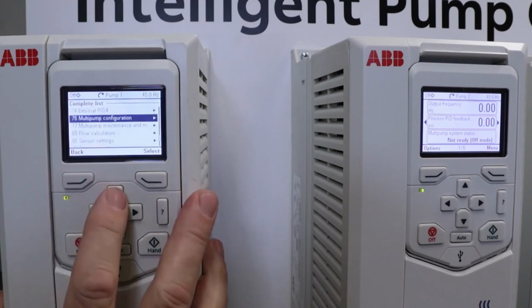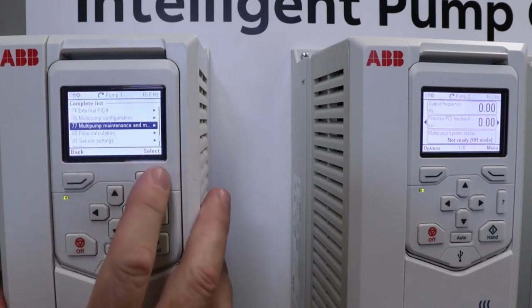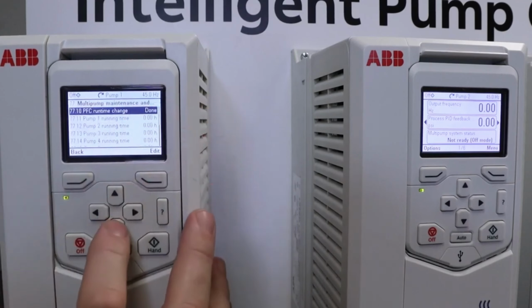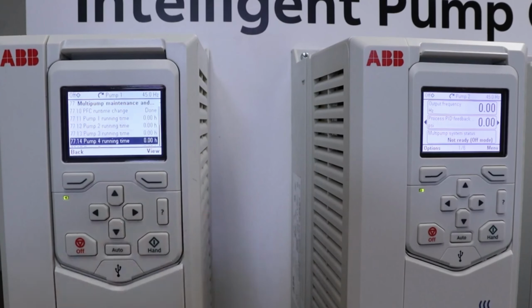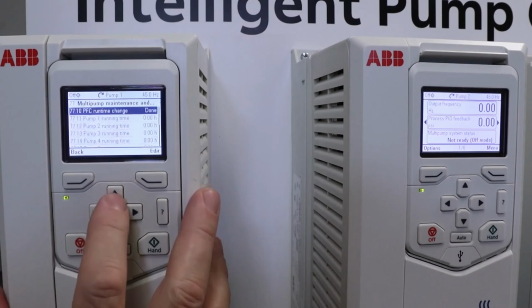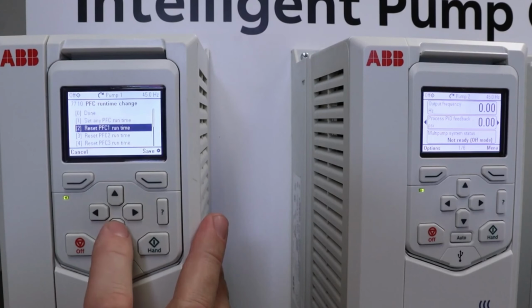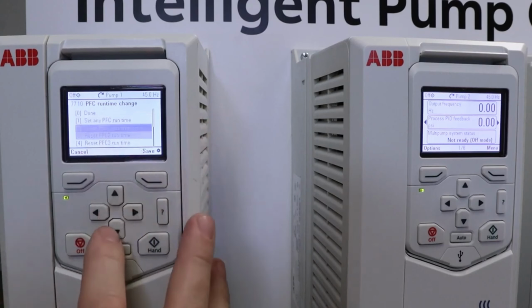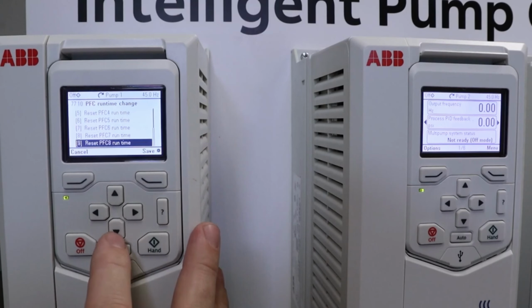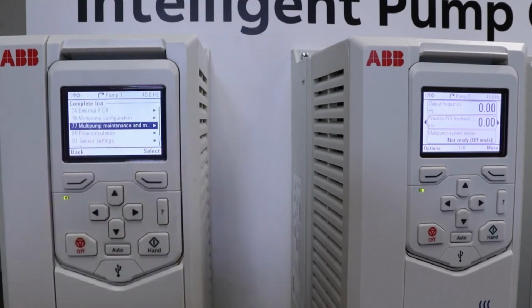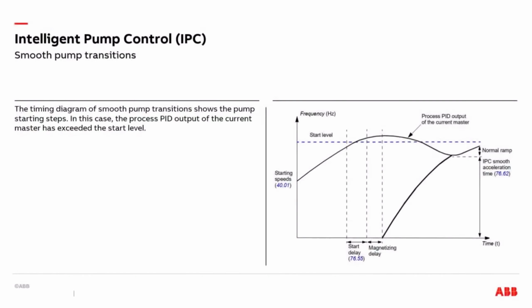I can back up, and I can look at multi-pump motor maintenance here. Now we have our running time on each individual motor, and we can reset running times. So if you've changed your motor out or changed your pump out, you can reset your running times here. You can set any running time you want, and you can reset individual running times here. Up to your 8 pumps can be reset here. That's multi-pump maintenance.